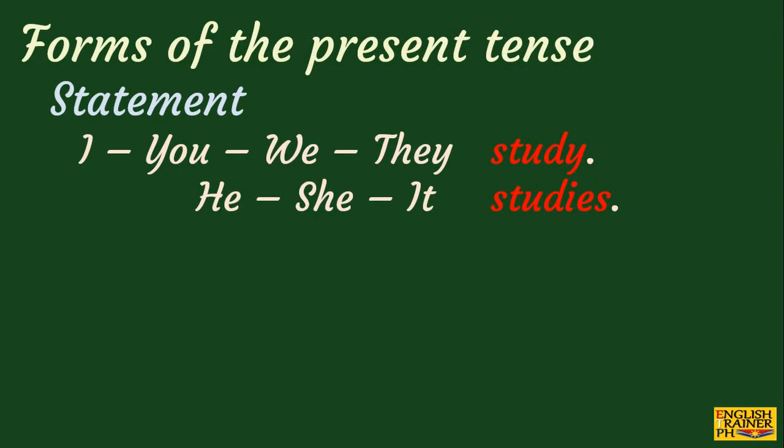So how do we form the simple present tense? For statements using a main verb, we can use the basic sentence structure, which is subject, verb, and object, or SVO. In our example, I only have the subject and the verb, but we can put an object after the verb to complete our sentence. We can say, I study English. You study English. We study English.